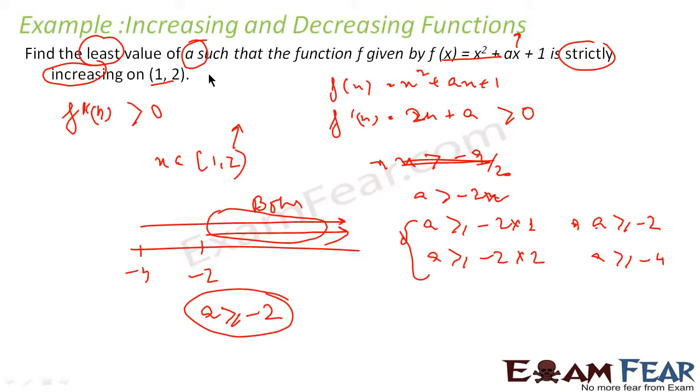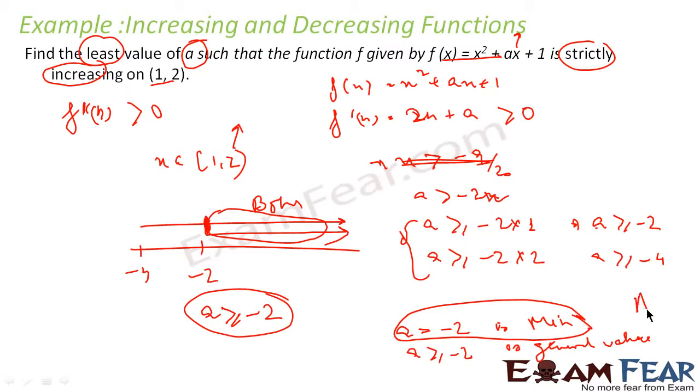Now if a has to be greater than minus 2, I have to find the least value. So least value will be minus 2 itself. See, I can take 5, 6, 7, 0, all these values satisfy the condition that the function is increasing. But I have to find the minimum value of a for which this function is increasing, and that value will be minus 2. Why? Because this is my condition. So a is equal to minus 2 is the minimum value. a is greater than or equal to minus 2 is the general value, actually, for which this function is increasing. But we are asked the minimum value, so a is equal to minus 2 will be my answer.